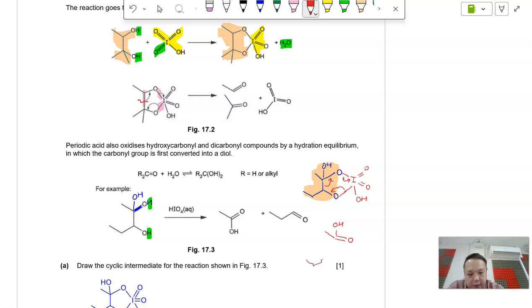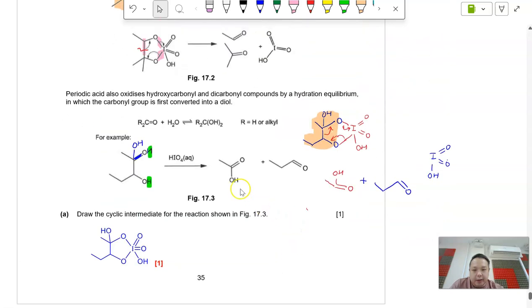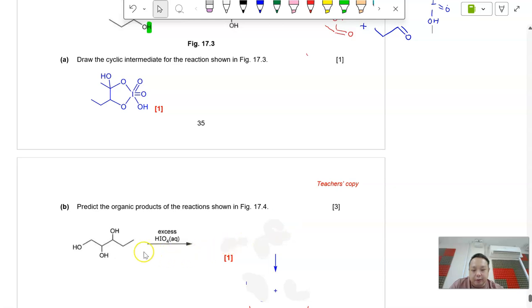Okay, let's try to draw it properly. 1, 2. Now we have a double bond O, and that's how we get this structure. Now, of course, last but not least, we have our I, double bond O, and an OH. So yes, true enough, we can get the structure. So now we are able to understand this. We can then apply our concept to figure 17.4.